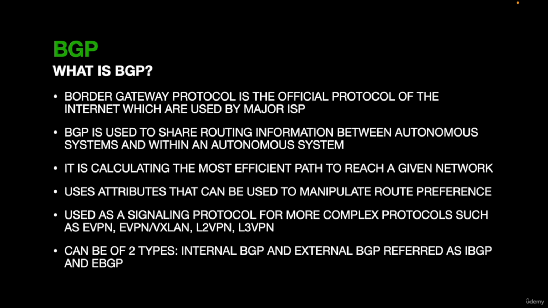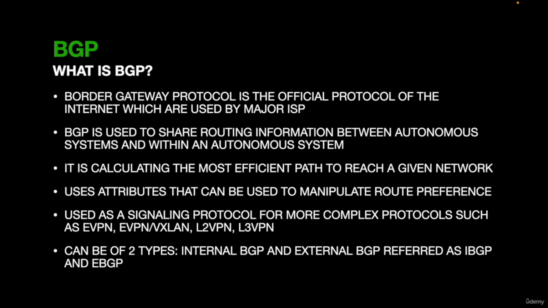So what is BGP? It is called Border Gateway Protocol, and it is the official protocol of the internet, which is used by major ISPs, if not all. BGP is used to share routing information between autonomous systems and within autonomous systems. It is calculating the most efficient path to reach a given network. It is using attributes that can be used to manipulate route preference.